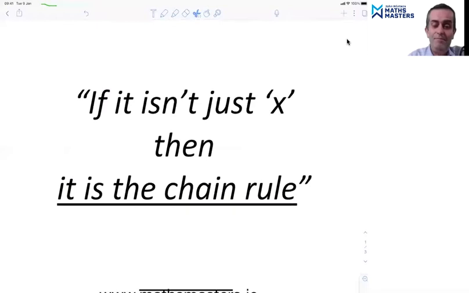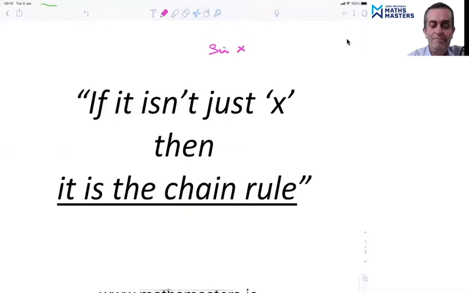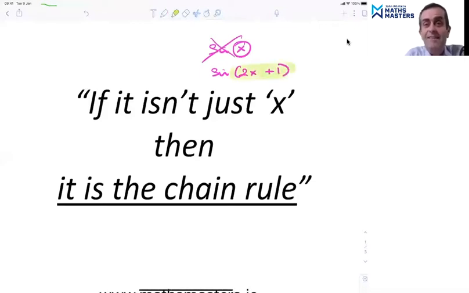So for example, imagine if I was talking about sine x. Well, it is the sine of just x, so that is not the chain rule. However, if I had the sine of 2x plus 1, now I would say, well, this is not just x, so therefore it is the chain rule. So if the brackets that come after sine or cos or log or e are not just x, then it is the chain rule. That's a simple fact.